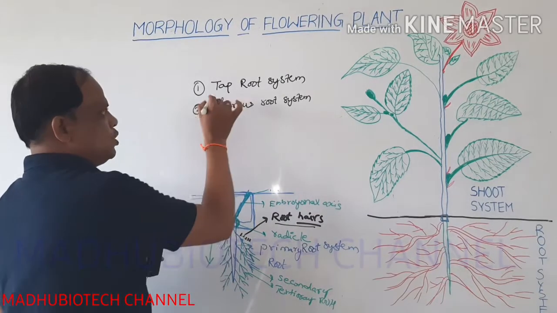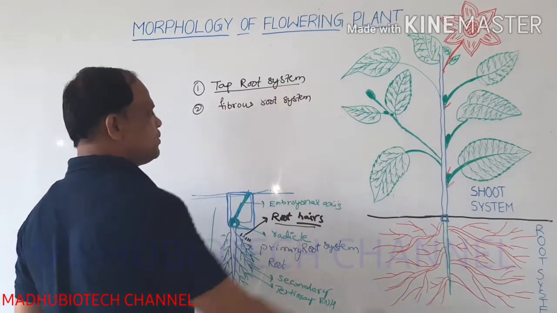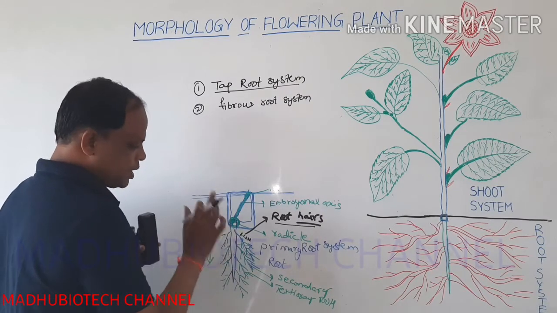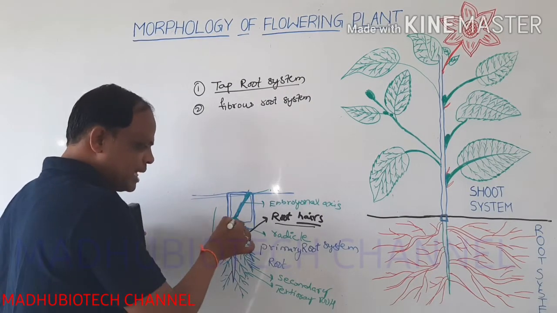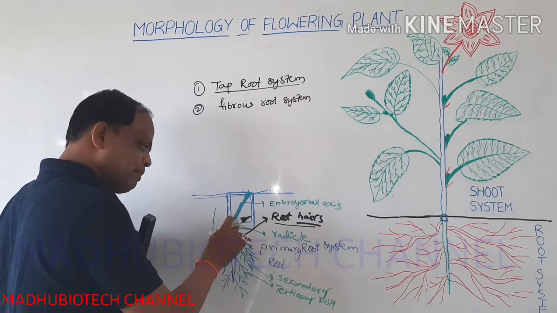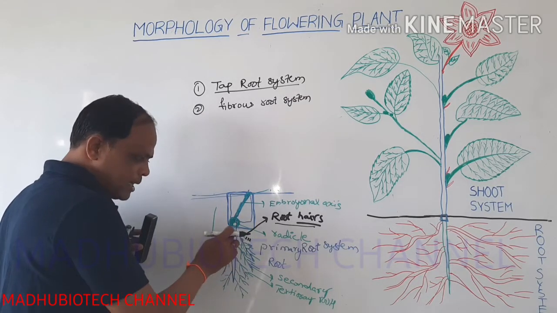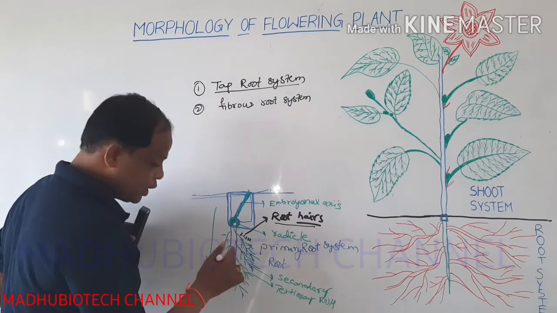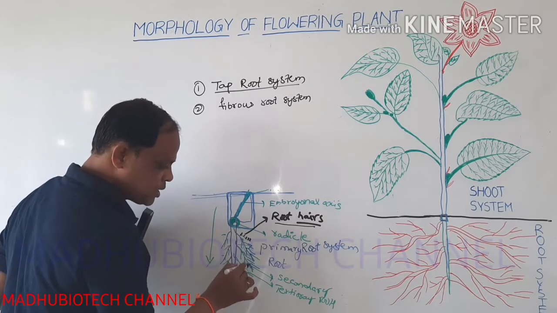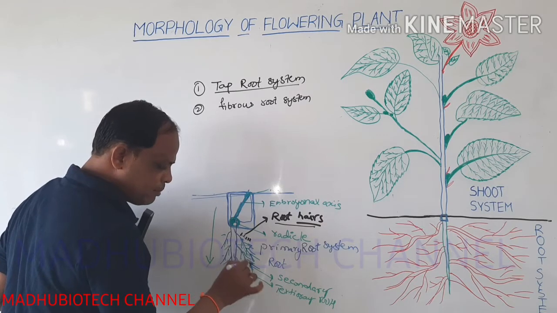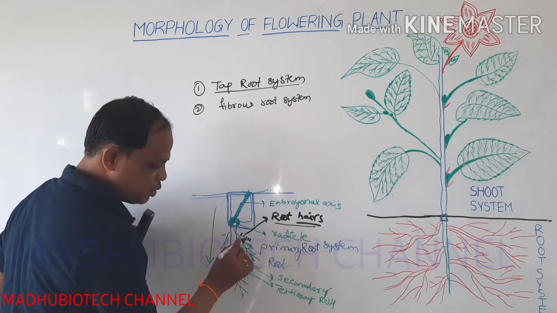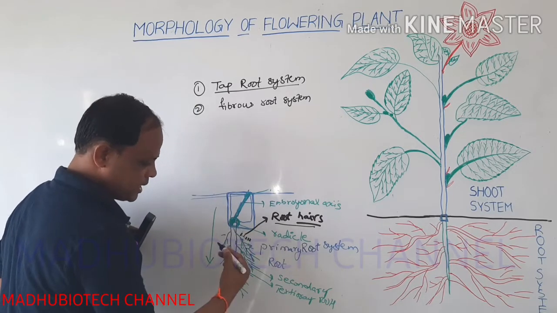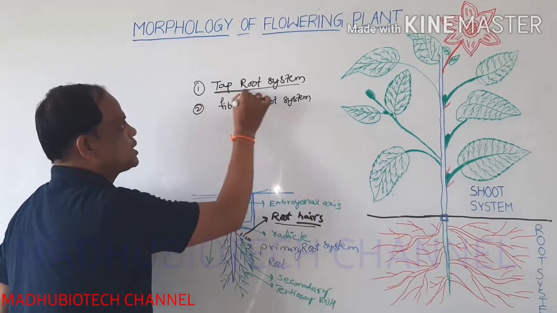So this is the taproot system, the first one. How does it develop? The radicle grows down inside the soil and first forms the primary root. The primary root develops secondary roots, the secondary roots develop tertiary roots, and the tertiary roots develop root hairs. This type of structure is called the taproot system.